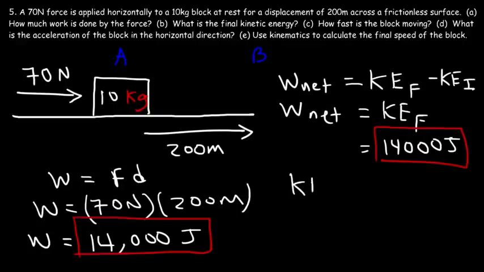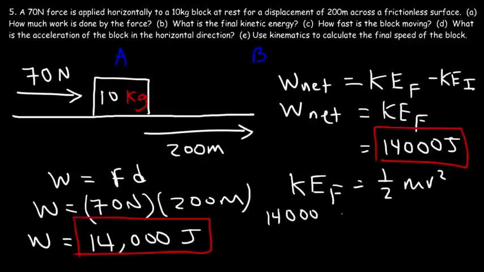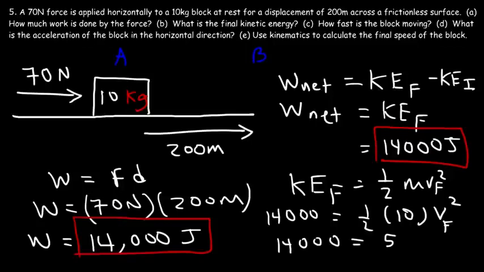The final kinetic energy is equal to 1/2 mv squared. And the final kinetic energy is 14,000, and the mass is 10. So we can calculate the final speed. Half of 10 is 5. And so I'm going to take 14,000 and divide it by 5. And so that's equal to 2,800. So 2,800 is equal to the square of the final speed.